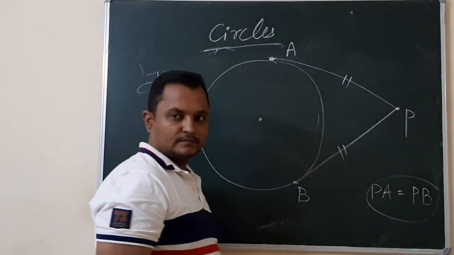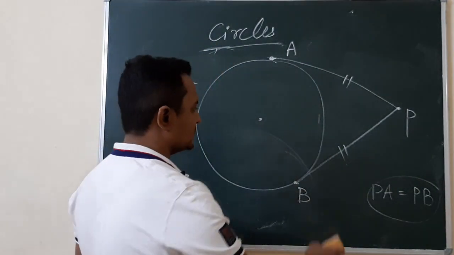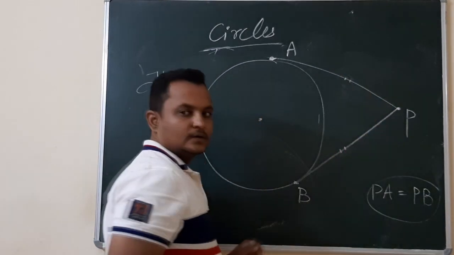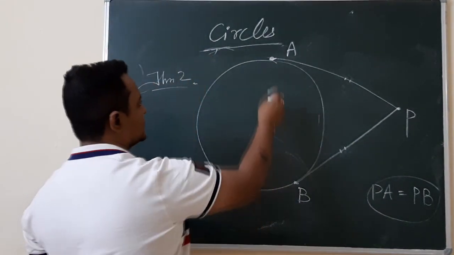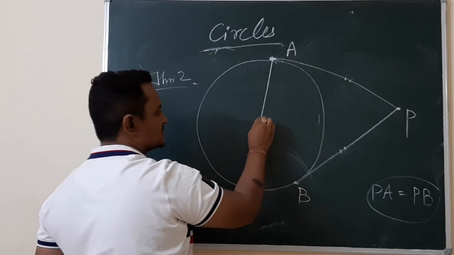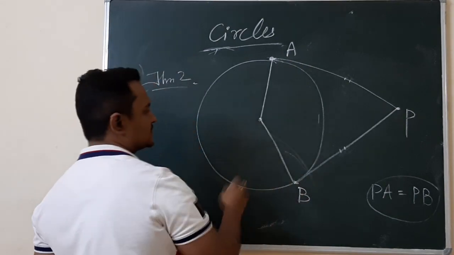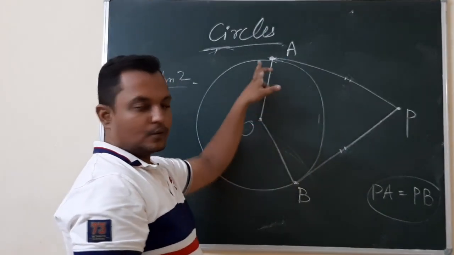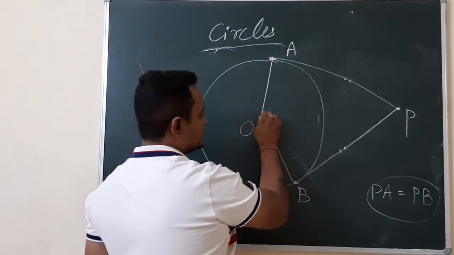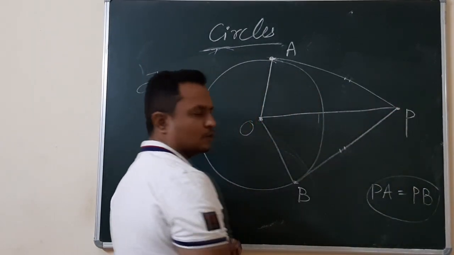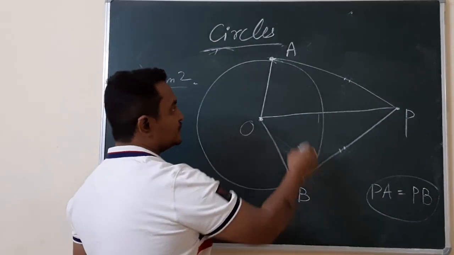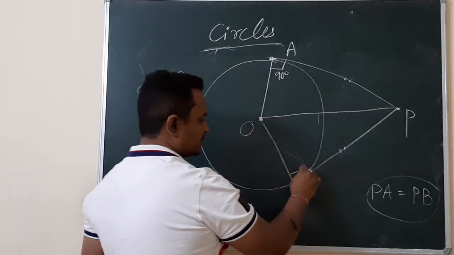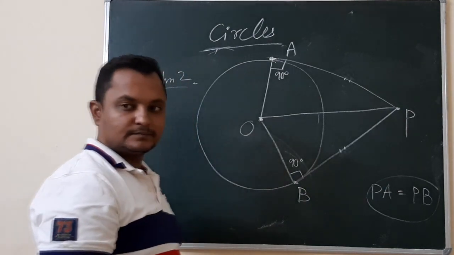ये हो गई, ये वो बोल रहा है, हमें नहीं पता, हम मानते भी नहीं, चलो देखते हैं होता है कि नहीं. Let us assume ये नहीं है. Okay. Now, if I construct the radius at the point of contact from the center, I will get a quadrilateral OAPB. I also join this center to the external point, OP. Now, as per theorem 1, this angle must be 90 degrees and this angle must also be 90 degrees.